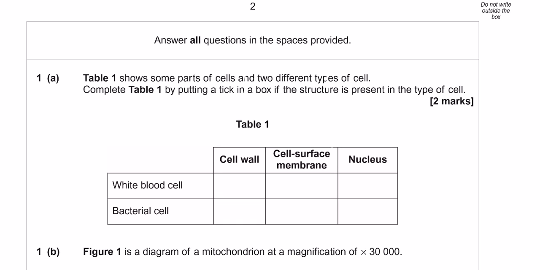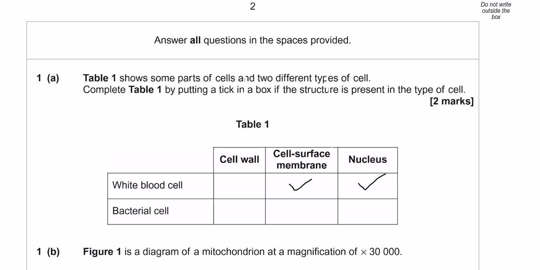Okay, so looking at the first question, it gives you some information about white blood cells and bacterial cells, and particularly it says complete table 1 by putting a tick in a box if the structure is present in the type of cell. So looking at the answer, what you would include is the following. Basically, white blood cells, eukaryotic cells, they have a cell surface membrane, and they also have a nucleus.